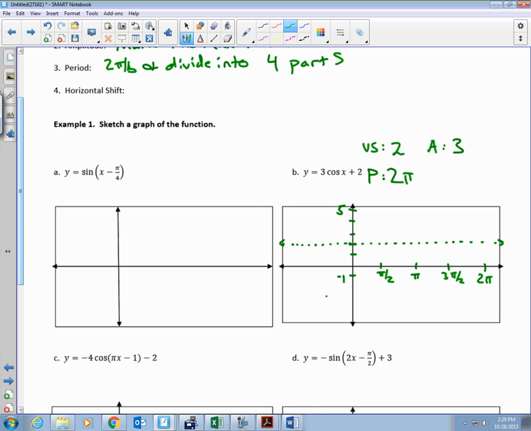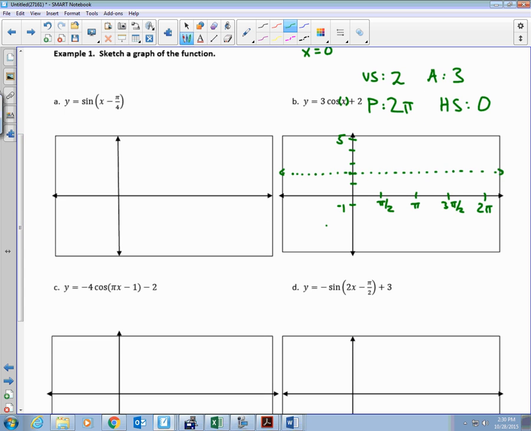Horizontal shift. There is no horizontal shift because you take what's on the inside, and here what's on the inside is just x. You take that and set that equal to 0 and solve. So there's 0 horizontal shift. The horizontal shift is 0. There's nothing there. Do you see that over on letter A, there is a horizontal shift? But here there's not. Okay? So we'll get to the horizontal shift later.